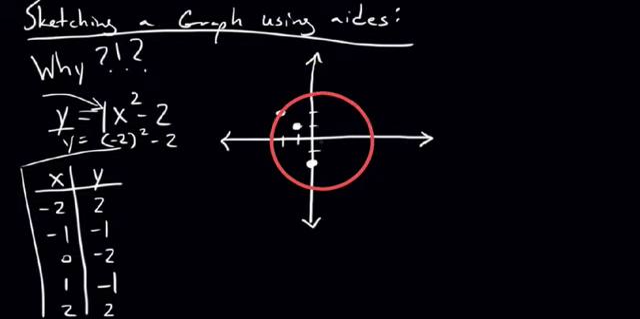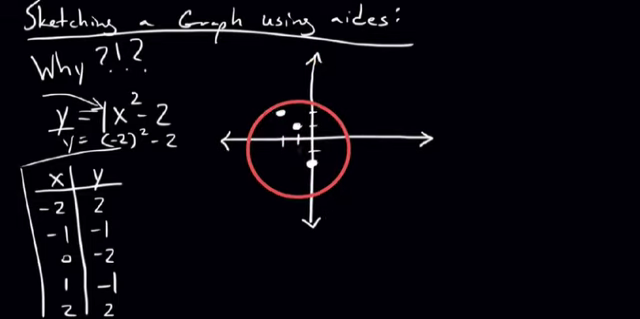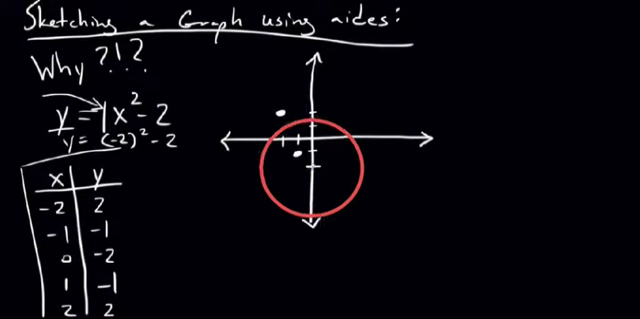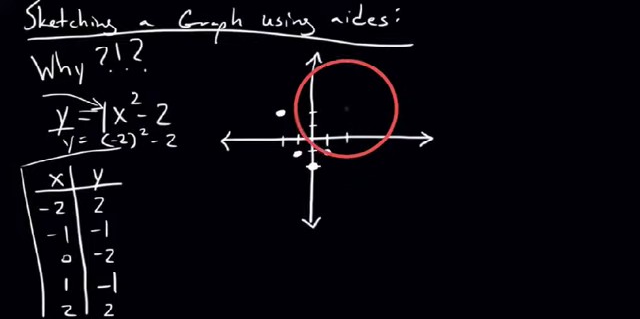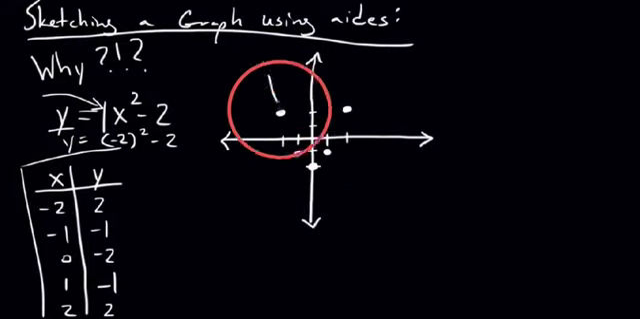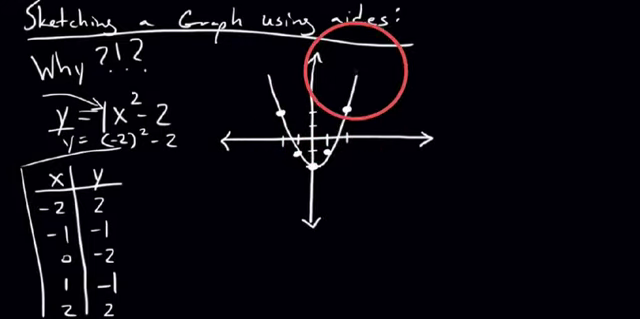So 1, -1. Oh, I was wondering why that looked off. So -1, comma -1. Here we have 0, -2, 1, comma 1, and 2, comma 2. Okay, so here's our parabola right here, and we could label these points.